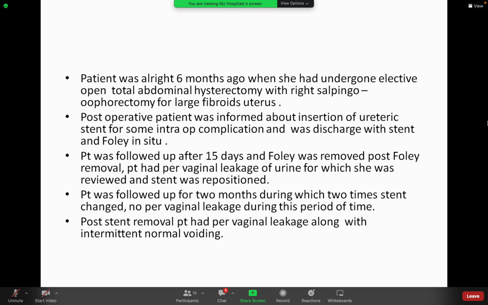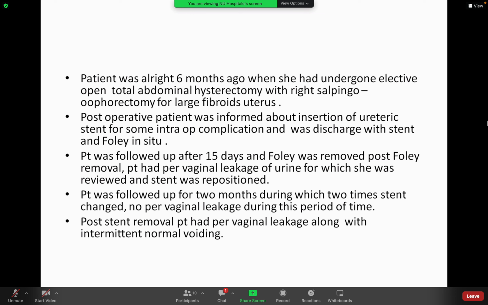Will you attempt a stenting or directly go for PCN? So we can attempt stenting first, sir. And if it does not go, then we can go for a PCN. Why will you put a PCN? To relieve the obstruction and also the chances of infection will come down, sir.